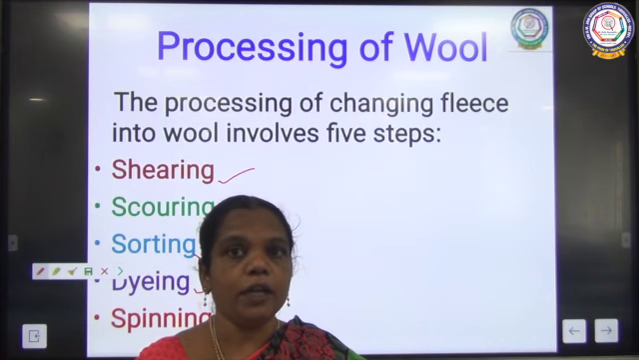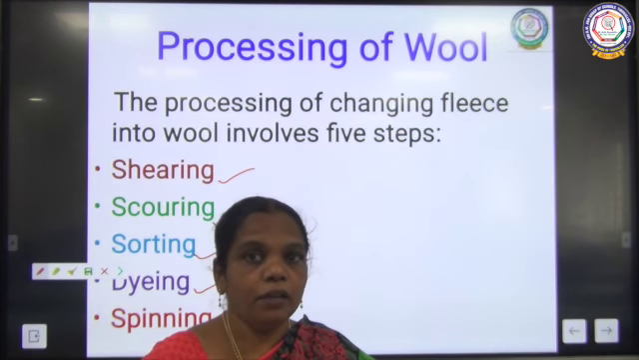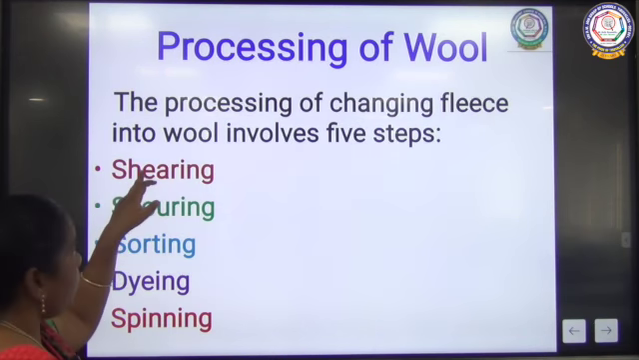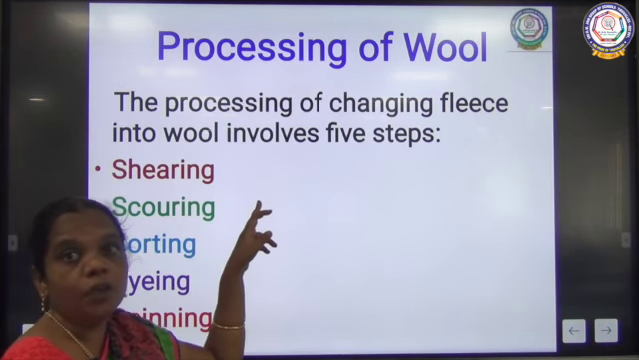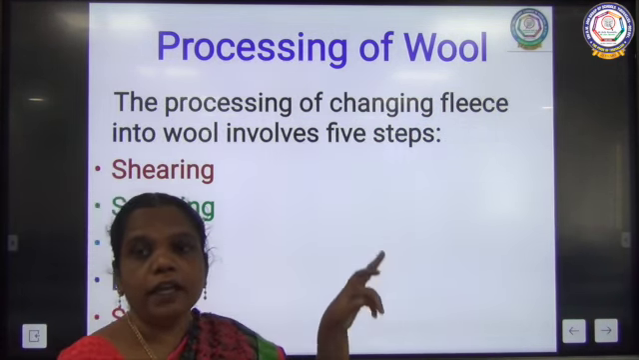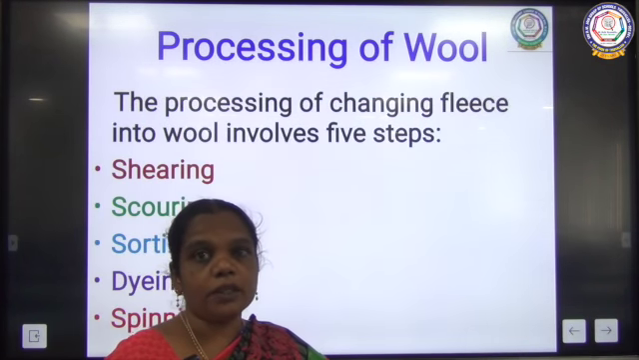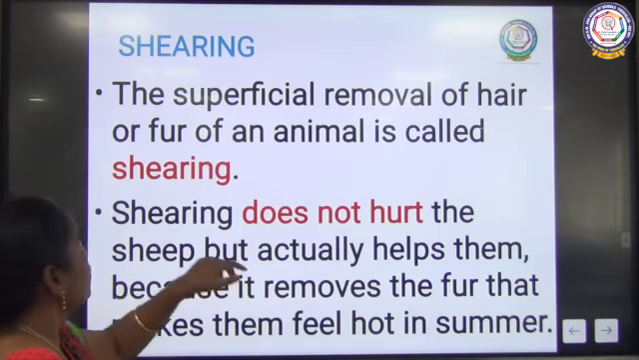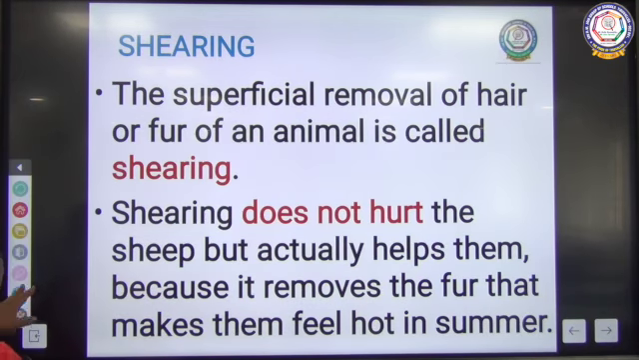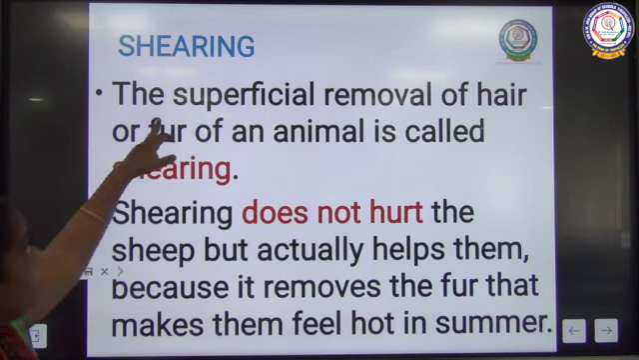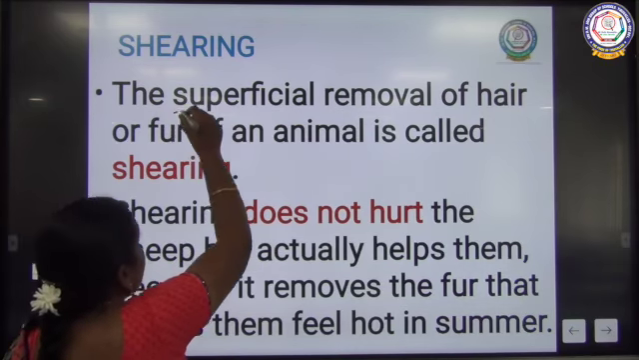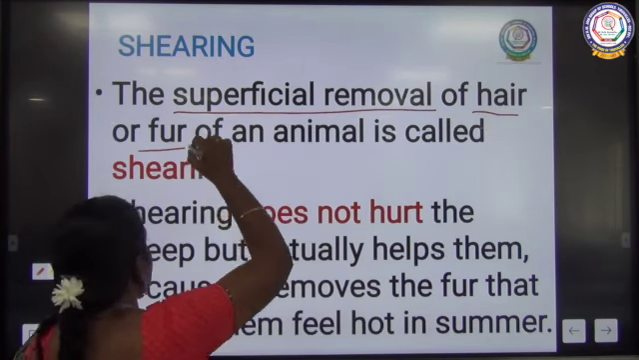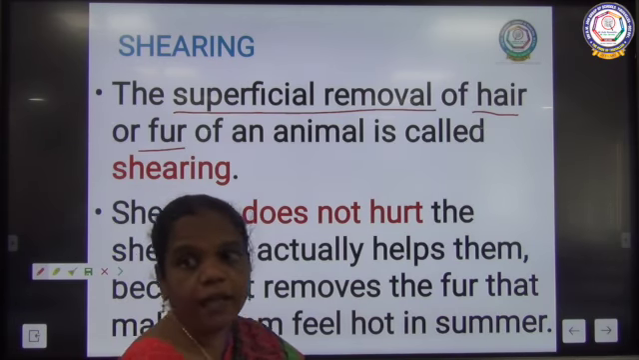So the wool can be used in making fabric. Next we are going to learn about these one by one. First, about shearing. What is meant by shearing and what do we do in the step of shearing? Shearing means the superficial removal of hair or fur, because wool is nothing but the hair or fur.